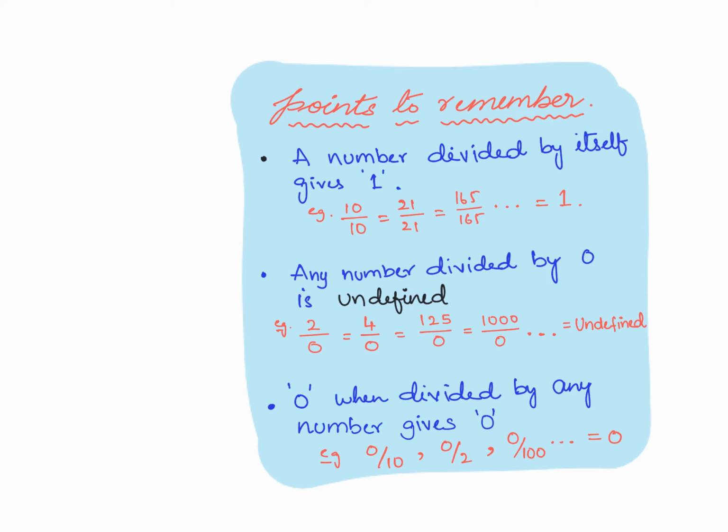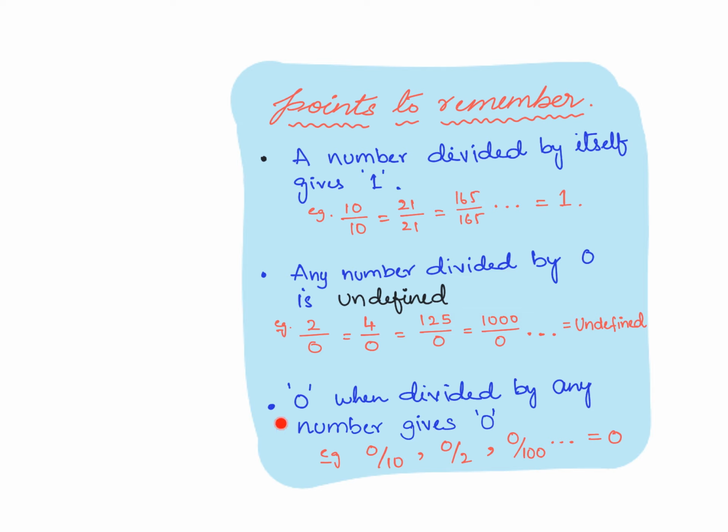The next important point to remember is any number divided by 0. Whatever number you divide by 0, it is called undefined. We can't define that value. Any number you take, if you divide by 0, you will get an undefined value. So 4 divided by 0 is undefined.